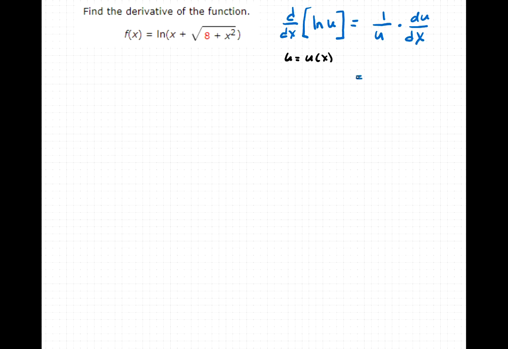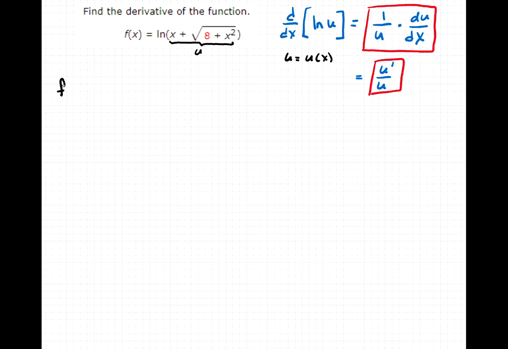Sometimes you'll see it written as u prime over u. Either way, we can write it like this. They mean the same thing. Okay, so let's apply the natural log rule. So this is our u.